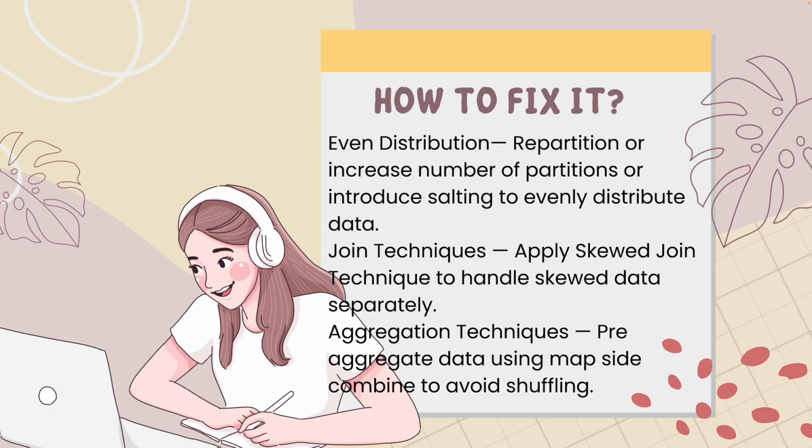Now, how do you really fix it? The first and foremost thing, because it is related to uneven distribution, is to fix the distribution of the data by making it evenly distributed across the partitions. Repartitioning, or increasing the number of partitions, might help to evenly distribute data. Or one of the common techniques called salting can be used. Or use a join technique like the skewed join technique to handle skewed data separately. Or you can pre-aggregate data using a map-side combine strategy so that you can avoid a lot of shuffling over the disk, which can slow down your job.